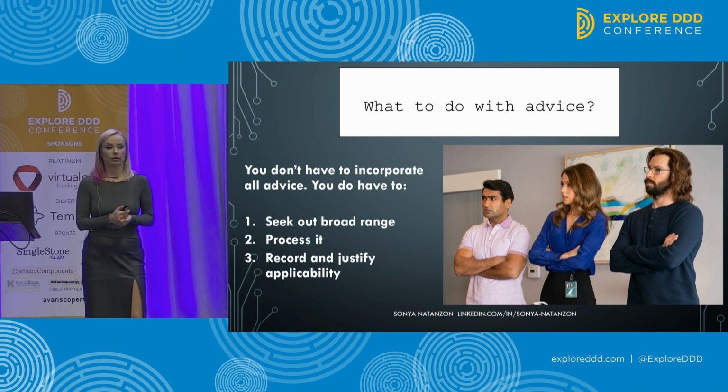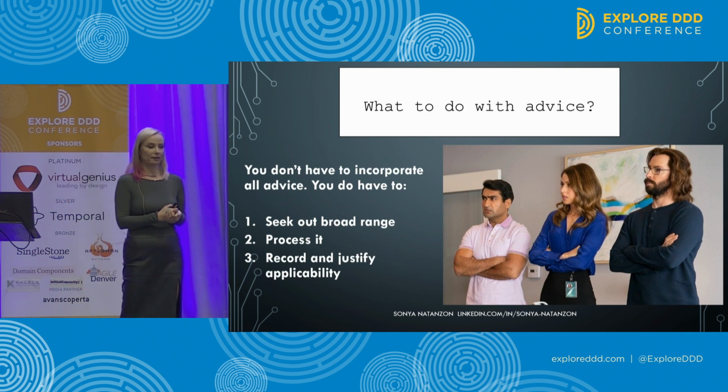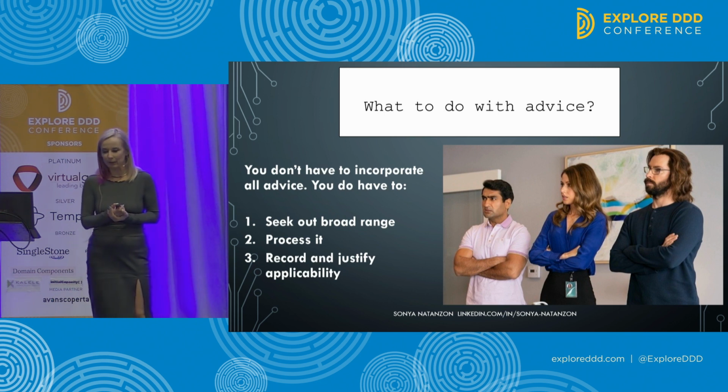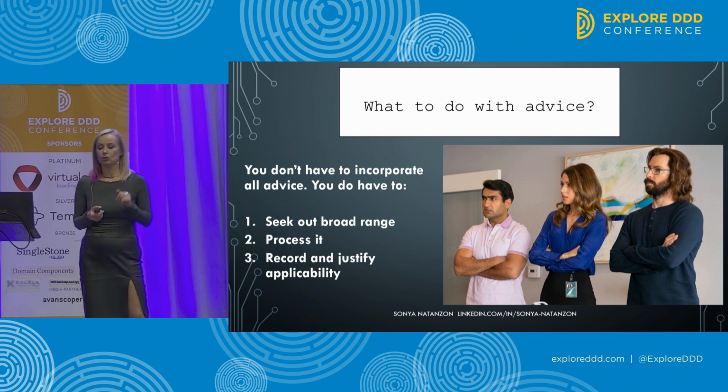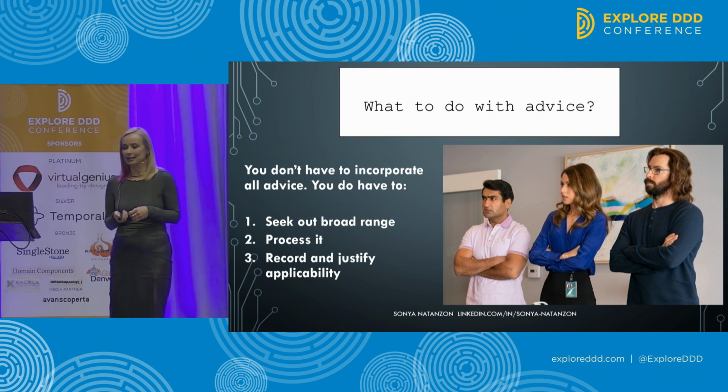But you do need to do a few things. First, you need to seek a broad range of inputs. Do not be looking for that confirmation bias of the solution that you already like. Do ask people who may have very differing opinions, as much as you don't like it. Second, you need to process it and understand where it's applicable and where it's not. Don't just dismiss it. And then you just need to record it with that justification. That's it. That's all you really need to do.